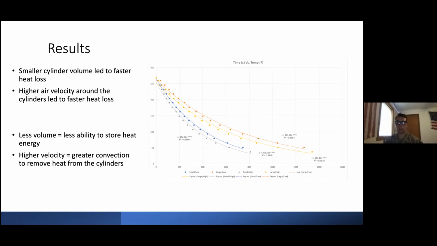As we can see on the graph, as time goes along, the difference between the temperature of our cylinders and the temperature of the air starts out very large because the cylinders were heated to 500 degrees. Then as they cool down, that difference in temperature decreases. As the cylinders and the air temperature approach equilibrium, it slows down because it doesn't need to change as fast. Next slide, please.